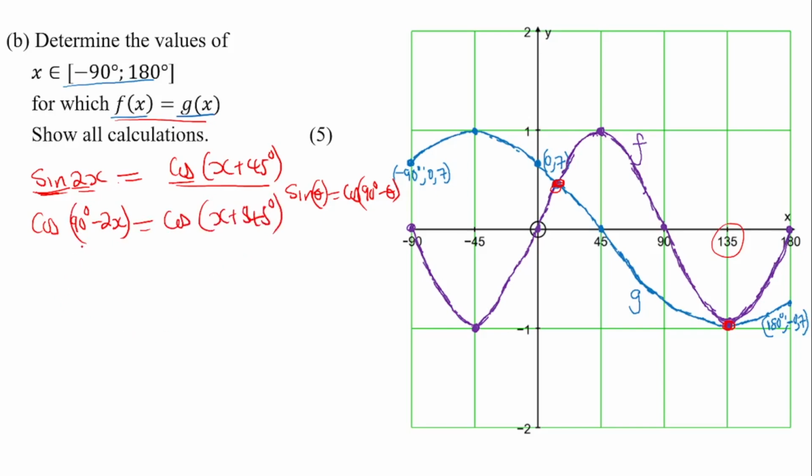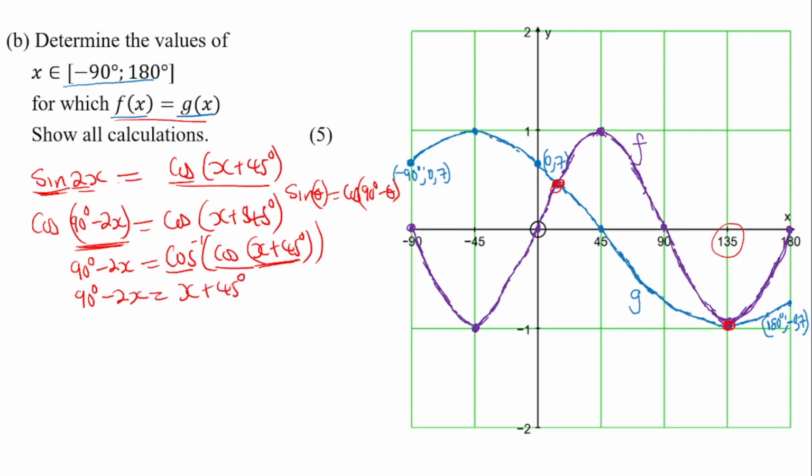And then we are finding this. This is like our subject, and then we are arc cosing. The cos, they do not cancel each other like when we are multiplying or dividing. No. So we arc cos both sides. That's the inverse of cos. So 90 degrees minus 2x is equal to arc cos of cos(x plus 45 degrees), and then arc cos of cos(x plus 45 degrees) becomes just x plus 45 degrees. This is like our reference angle. 90 minus 2x is equal to x plus 45 degrees.